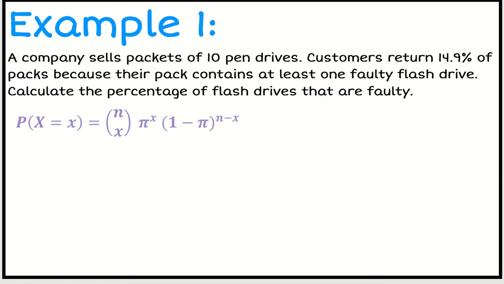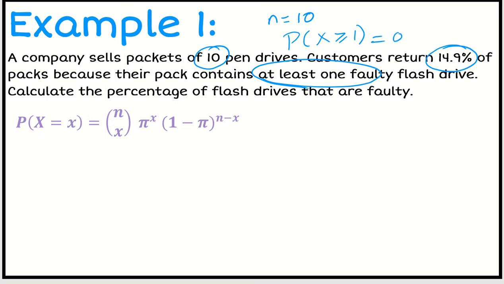So here's an example. A company sells packs of 10 pen drives. So that's our number of trials, or our sample size, 10. Customers return 14.9% of them because it contains at least one faulty flash drive. So that's saying the probability that x is bigger than or equal to 1 is 0.149. And we want to find the percentage that are faulty. So that means we want to find the parameter p.